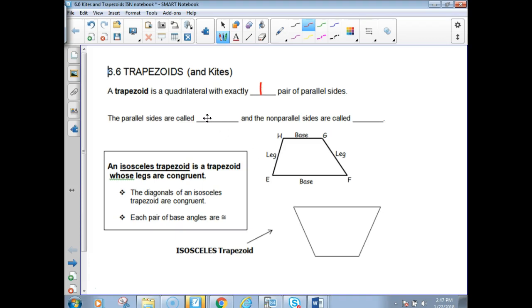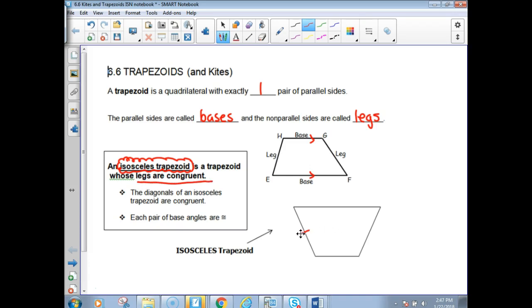The parallel sides are called bases, and the non-parallel sides are called legs. Base HG here on this figure and base EF. And then the other two sides are called legs, and they are not necessarily congruent. But if you have a special trapezoid called an isosceles trapezoid, that is a trapezoid whose legs are congruent.